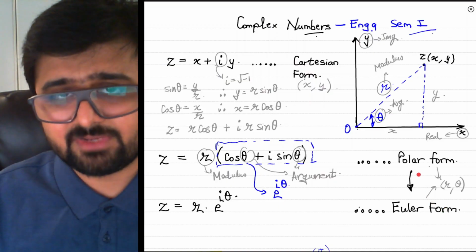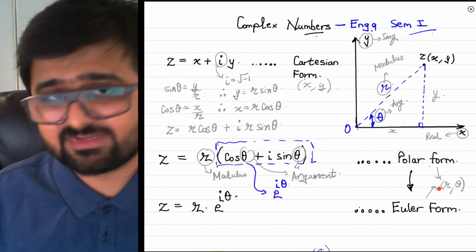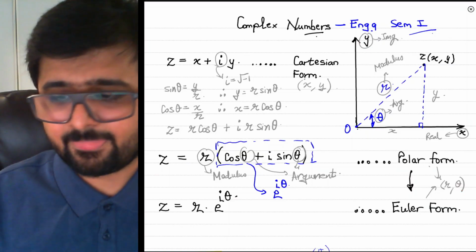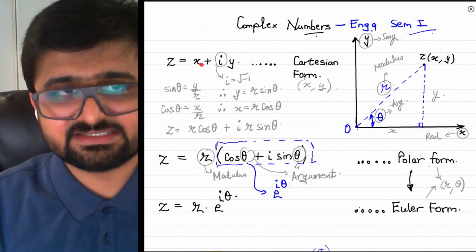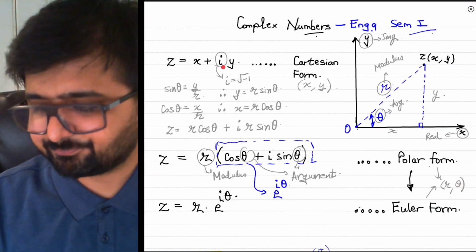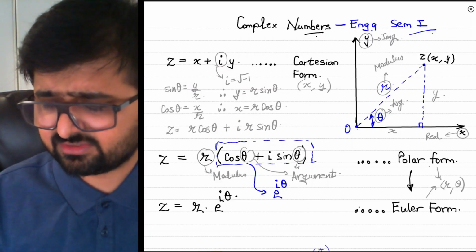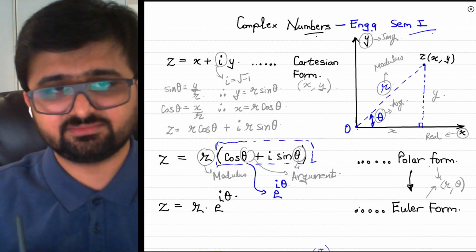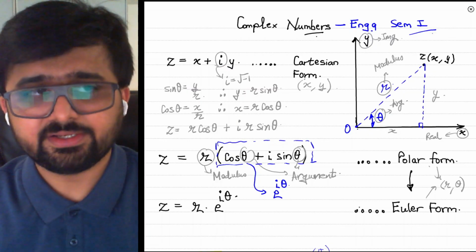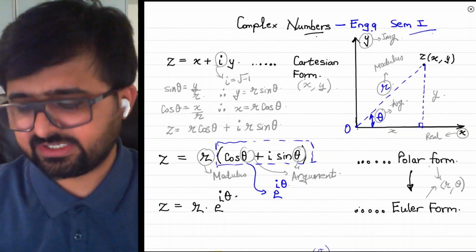So the polar form and Euler form are both represented in terms of r and theta. The Cartesian form is represented in terms of x and y. And that's how the three representations of complex numbers turn out to be. Now let's look at modulus and argument in detail.